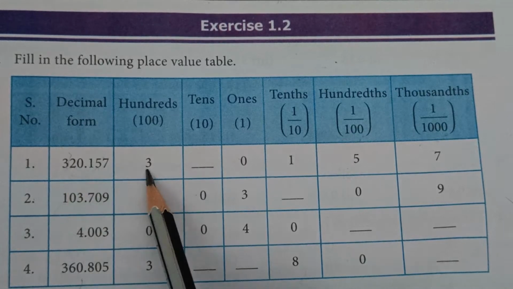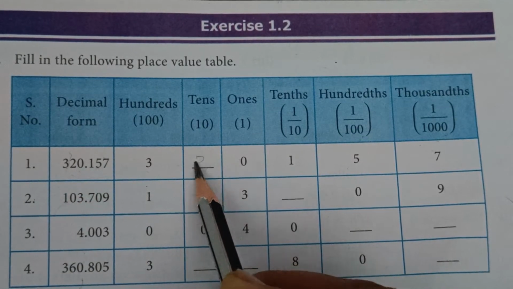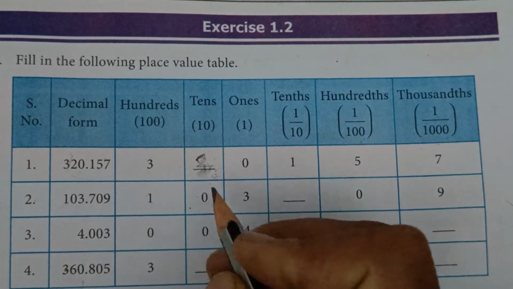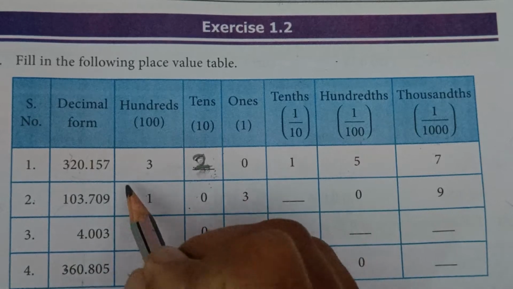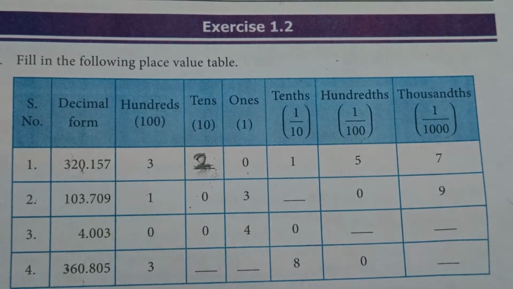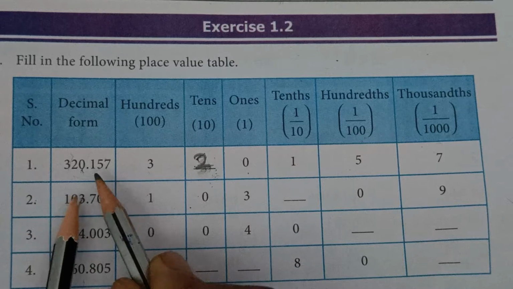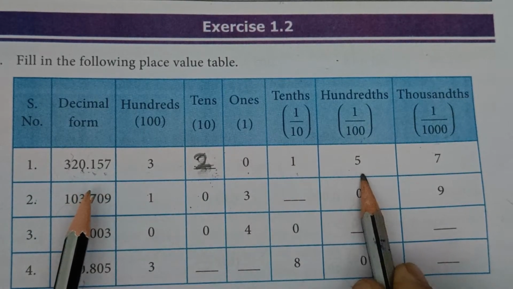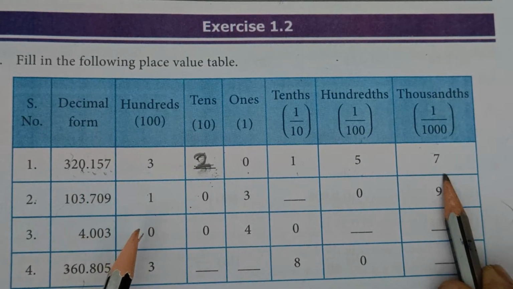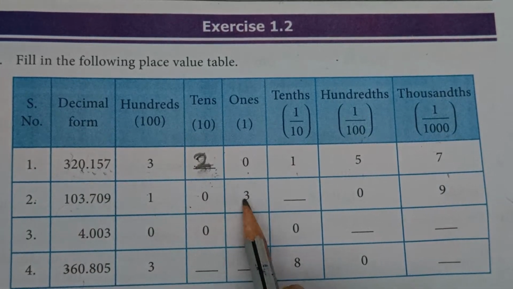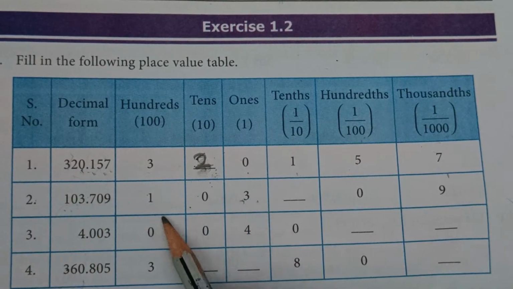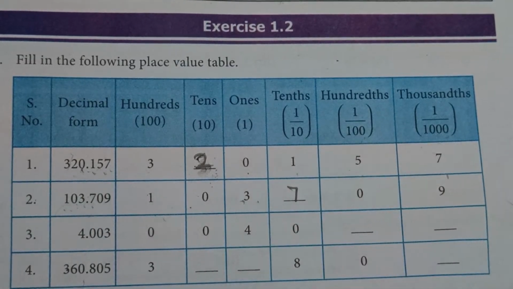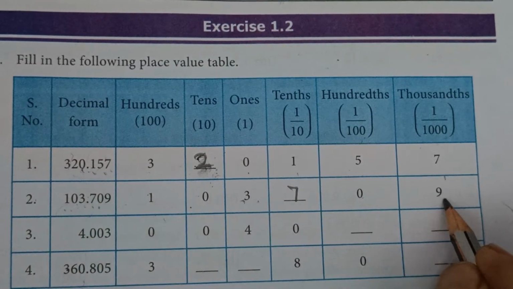So in the first number, 3 is in the ones place, 2 is in the tens place, and 0 is in the hundreds place. Then after the point, the first number is in the tenth place. So 1 is in the tenth place, 5 is in the hundredth place, and 7 is in the thousandth place. Coming to the next one, 103 means 3 ones, 0 tens, 1 hundred. Then just after the point is the tenth place, 7 tenth, 0 hundredth, and 9 thousandth.